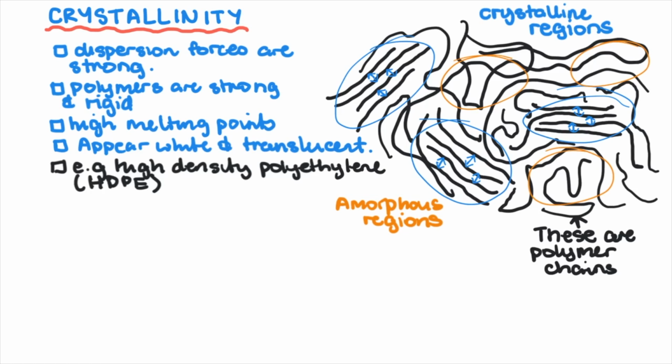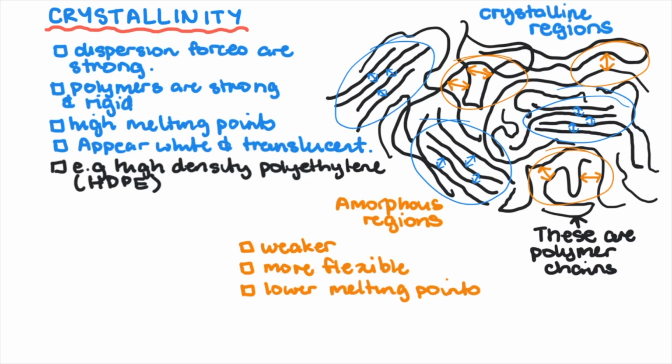Amorphous regions are those areas where the chains are more random and tangled, like spaghetti. The large gaps between chains interfere with intermolecular bonding, so these tend to be weaker, more flexible, and with lower melting points. Another property of polymers determining their use is known as branching.